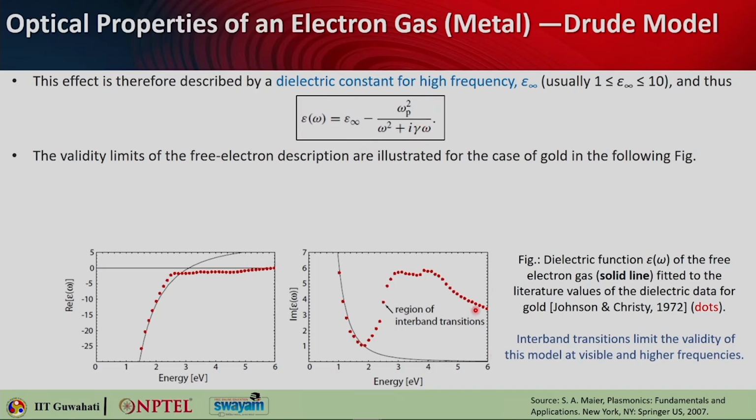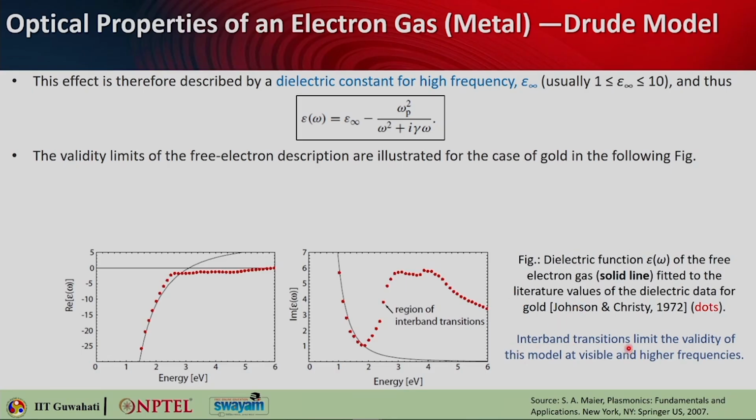So these red dots are basically taken from experimental data measured by Johnson and Christy in 1972. This is a very old paper, but it is one of the most highly cited papers in this field, because they were the first to measure the dielectric constant of gold, silver and copper, and this was the starting point of plasmonics research.